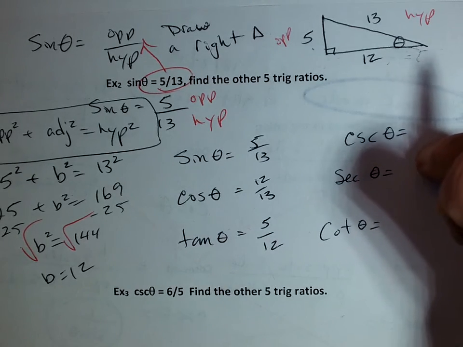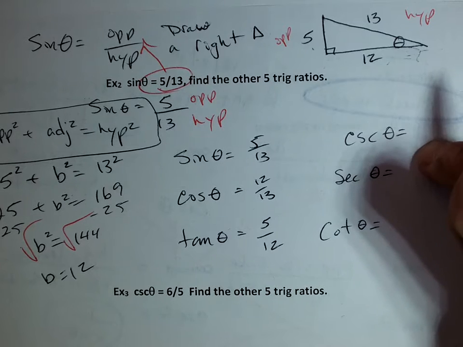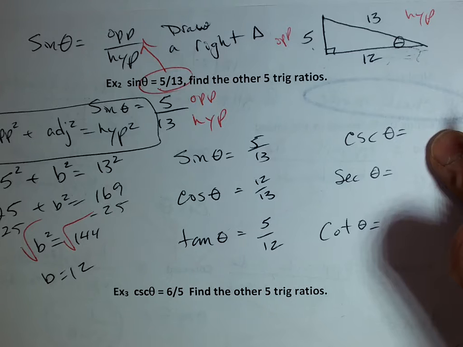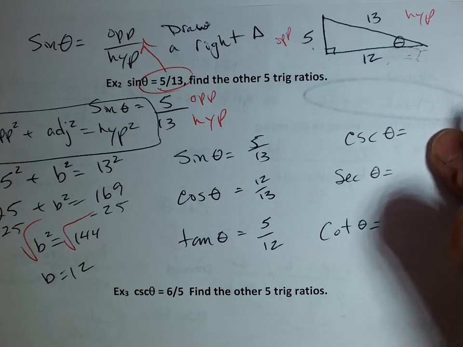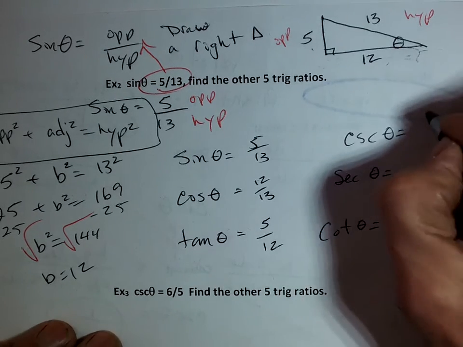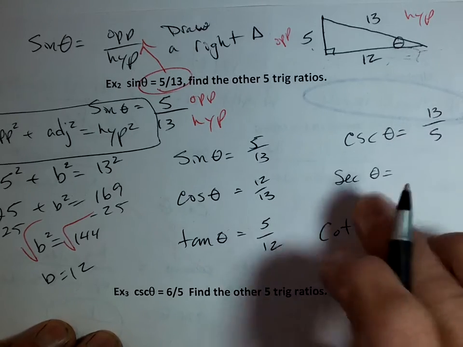Cosecant of theta. Who haven't I picked on yet? Daniel. Daniel's so talkative. Daniel, what do you think? Cosecant. 13 over 5. Perfect. Totally right.